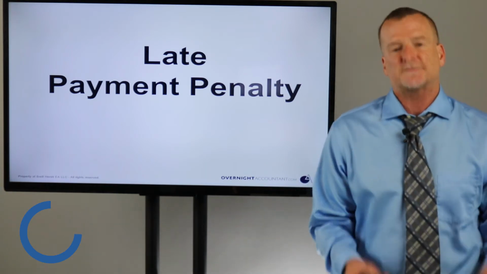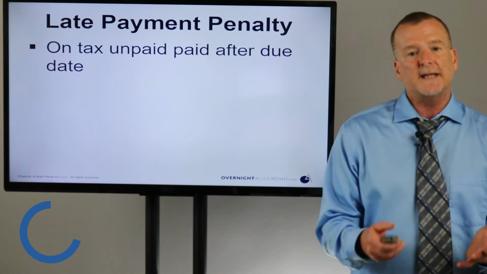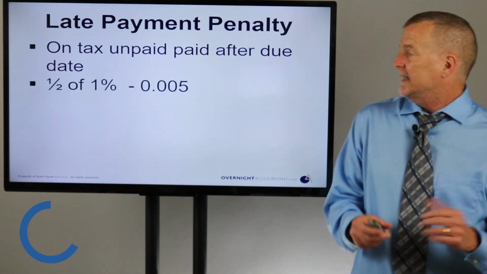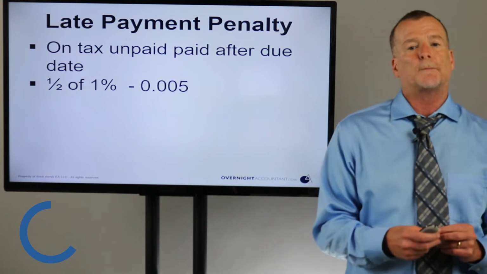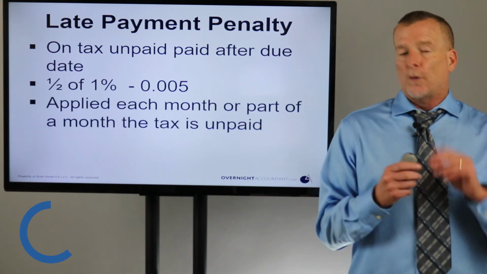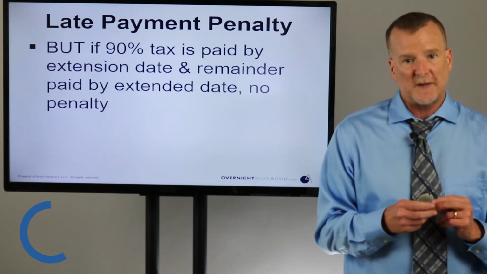Late payment penalty first. This is the lower of the two. It's on unpaid tax paid after the due date for paying it. It is the smaller of the two penalties. It's 1/2 of 1%, or 0.5%, per month or part of the month the tax is due. It starts the day after the due date if you have not paid.